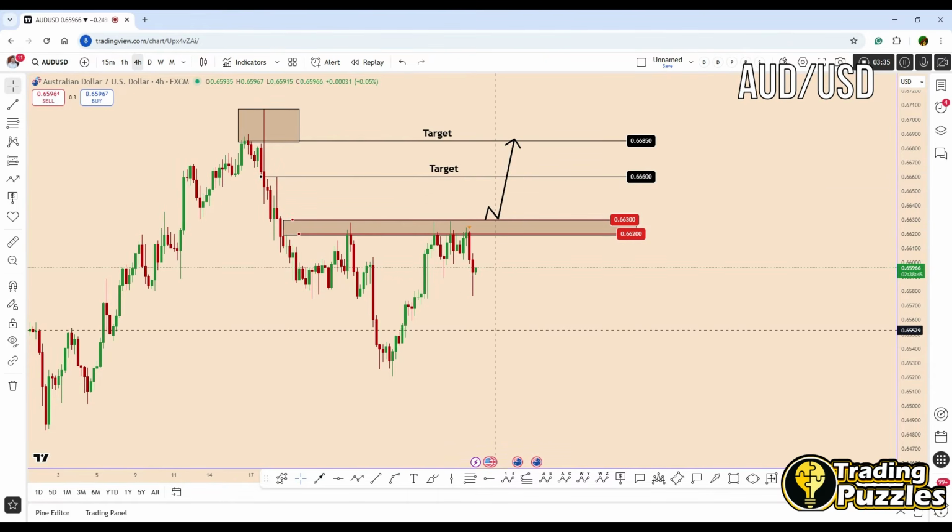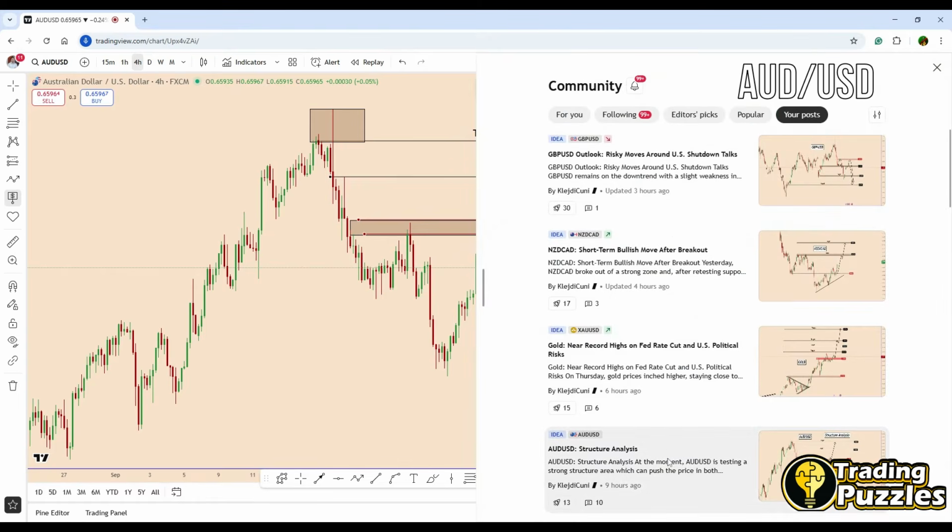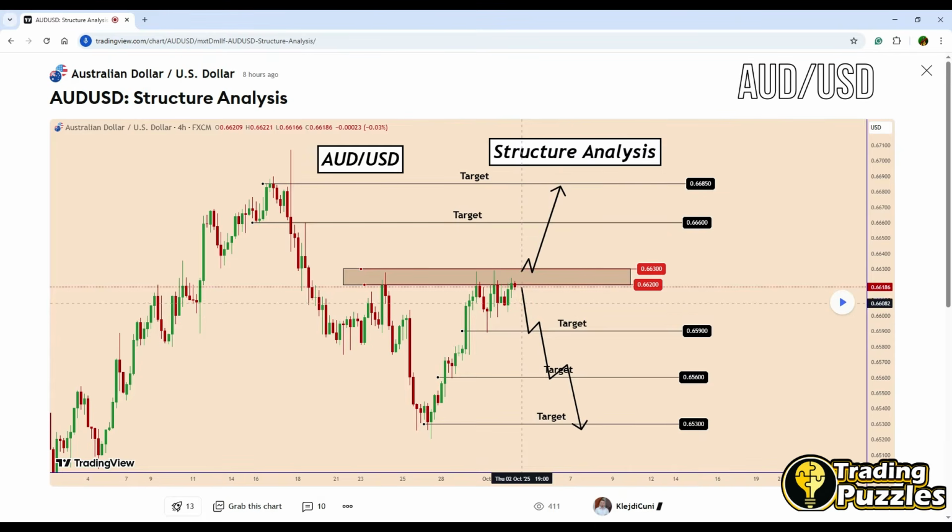Another one that I'm looking at for the bearish targets, they are lower overall. I'm looking at the structural zones also on the bearish targets, and as you can see, I'm looking at only up to 0.6530, that is also the bottom of this zone here. We are looking at short-term trading movements.